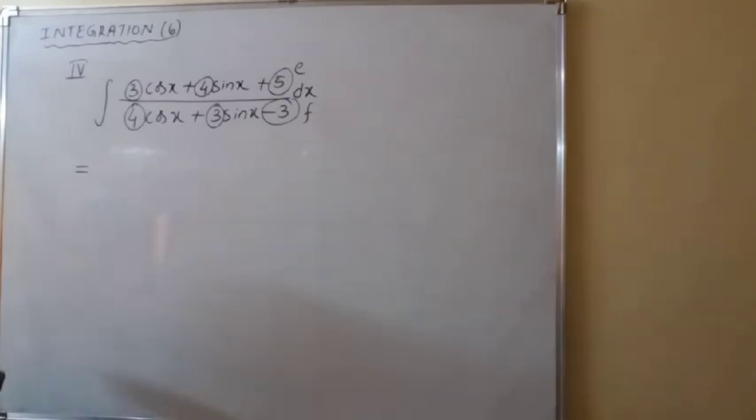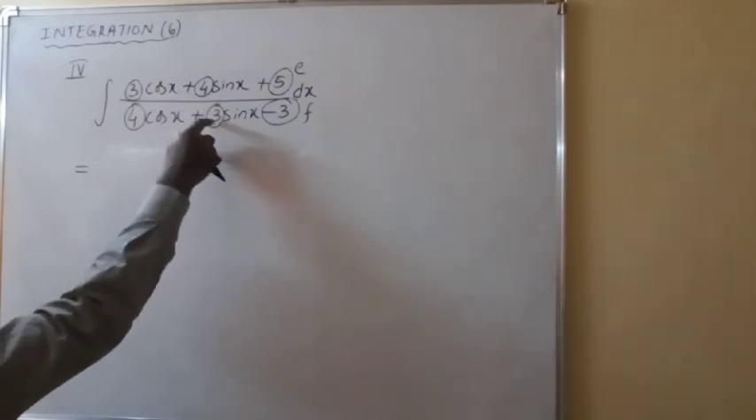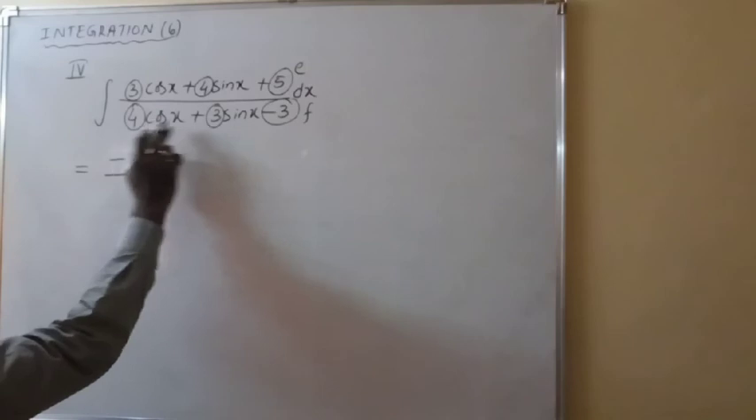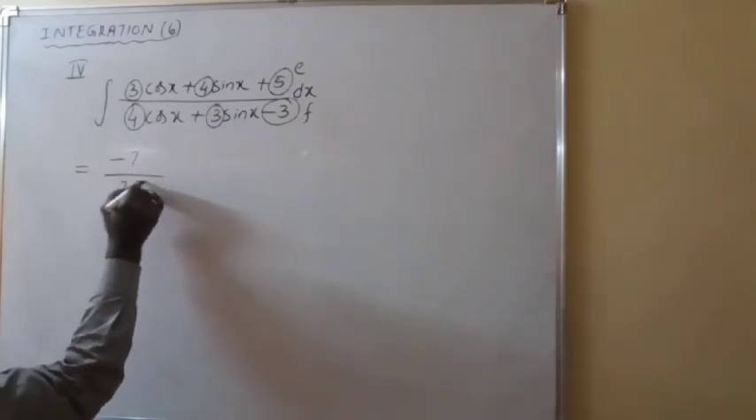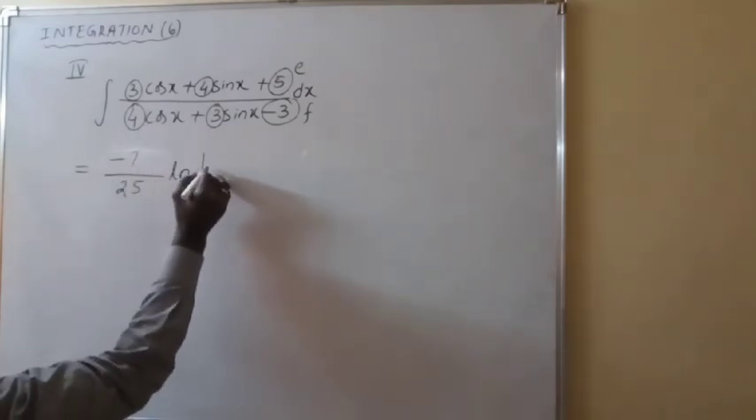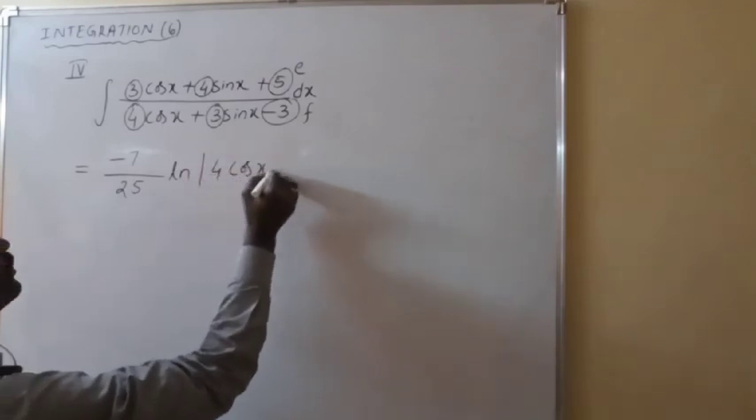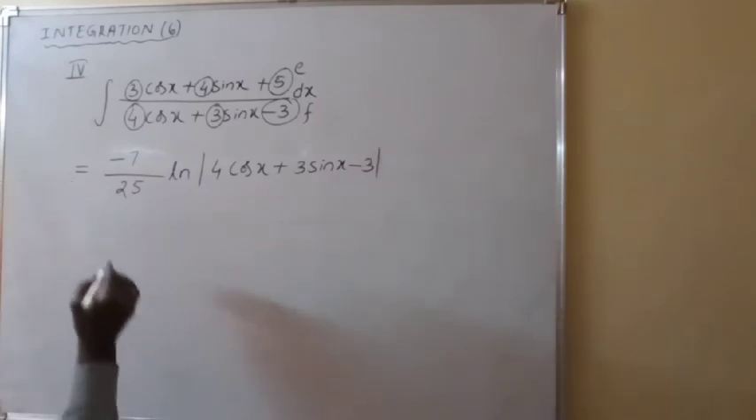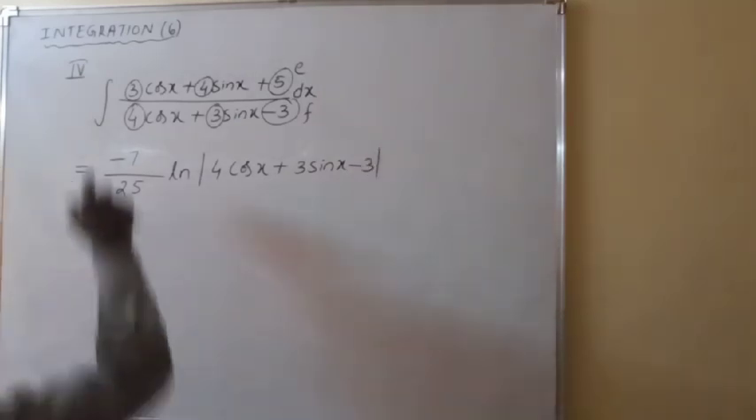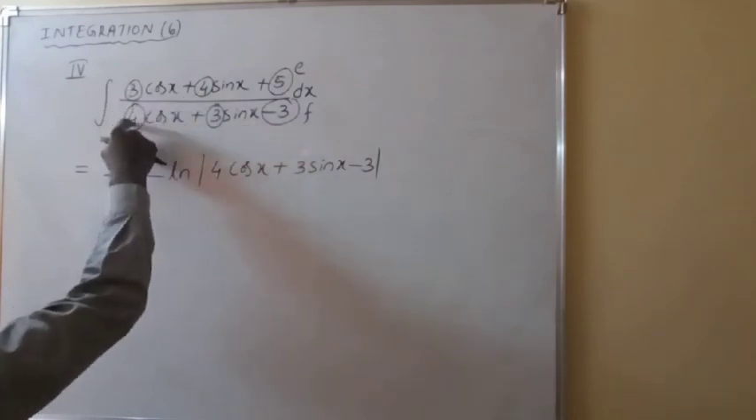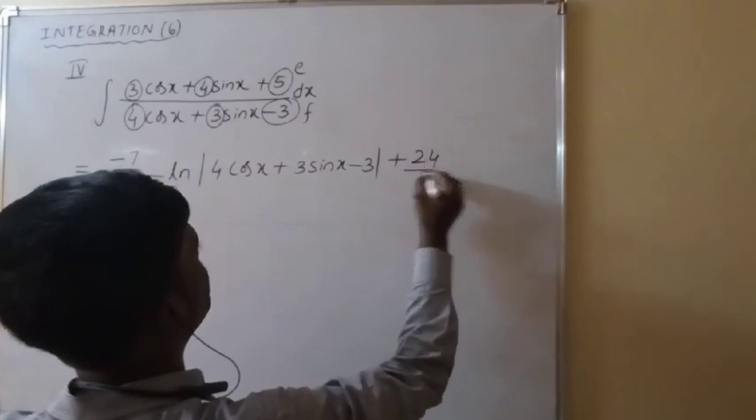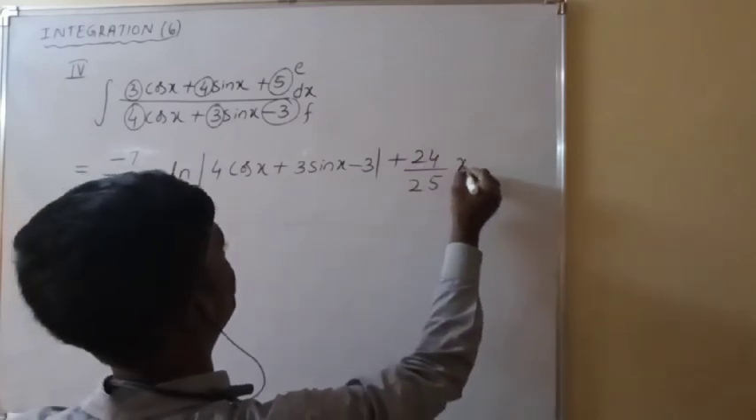First you get capital A into log of denominator. What is capital A? AD minus BC, 9 minus 16, minus 7, divided by C square plus D square, 16 plus 9, 25, into ln of denominator, which is 4 cos x plus 3 sin x minus 3, plus Bx. What is B? AC plus BD: 3 4s are 12 plus 4 3s are 12, 12 plus 12, 24, divided by c square plus d square, which is 25, into x.